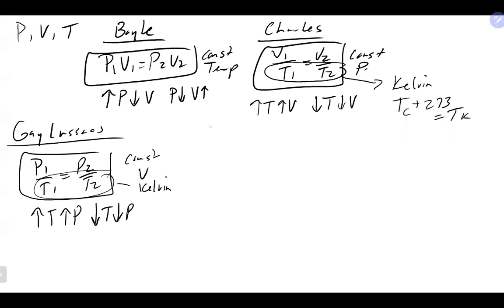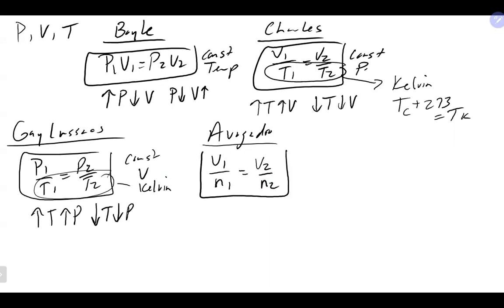We also had our friend Avogadro. He had a law as well, and his was V1 N1 is equal to V2 N2. This was actually at constant pressure and temperature. And at constant pressure and temperature, with Avogadro's law, basically the number of moles and the volume of the gas change pretty much proportionally to each other. And that's what N stands for here. Those are moles, basically. And V is volume.